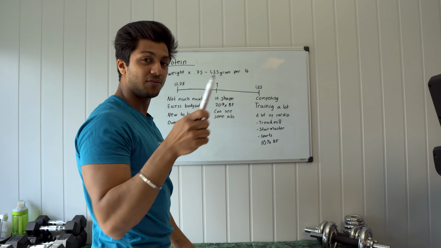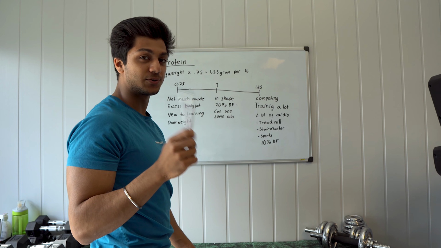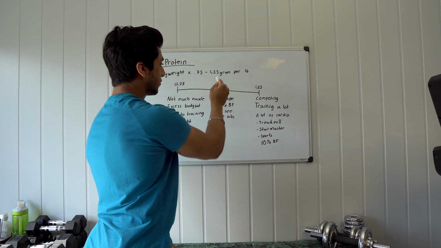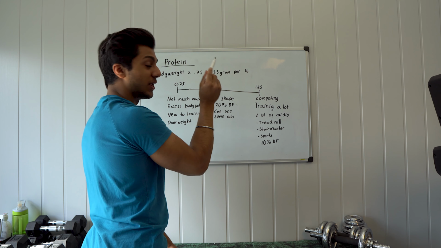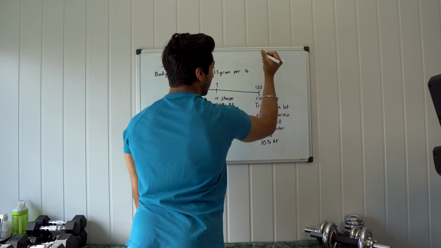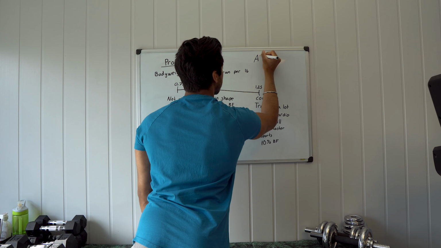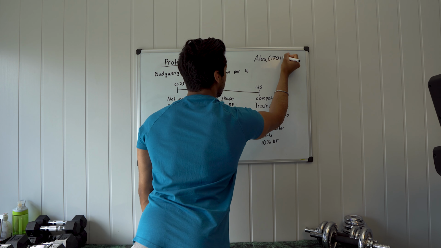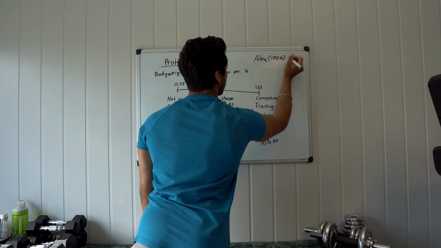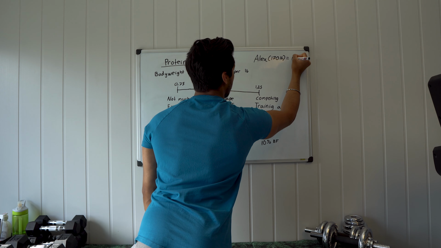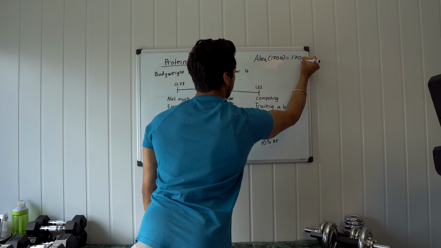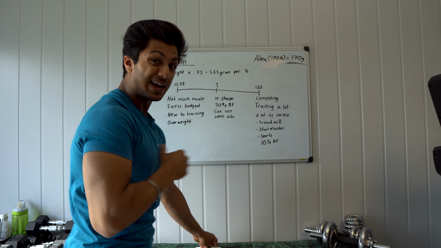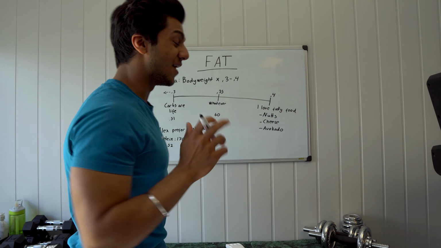I just remember I brought down his body weight, it's 170 lbs. So I'm going to put Alex on 1 gram per pound. Alex is 170 lbs, so he's going to have 170 grams of protein. And we're going to move to fats now. So just write everything down now.